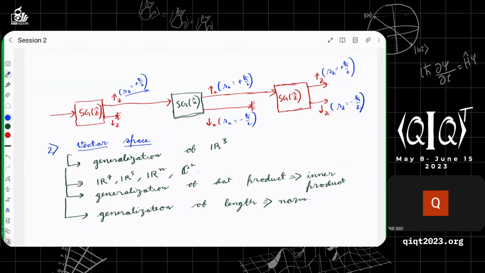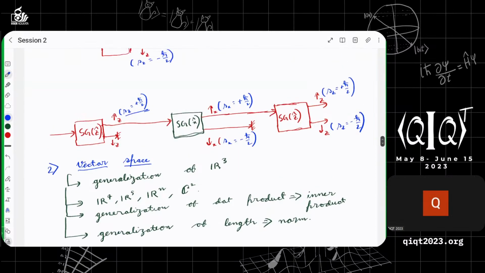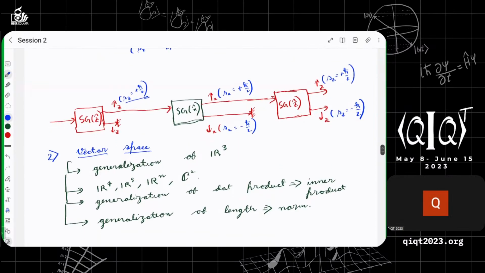And we argued that in quantum mechanics, the state will be given by some vector in some abstract vector space. And we very informally discussed the concept of vector spaces as a generalization of the real space R3. And we talked about R4, R5, Rn, and C2. And we learned that the generalization of the dot product is the inner product, and the generalization of length is the norm.